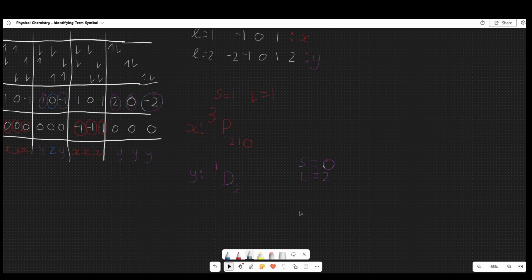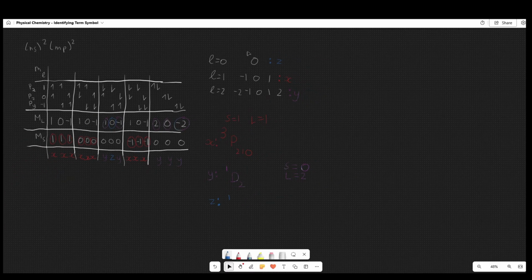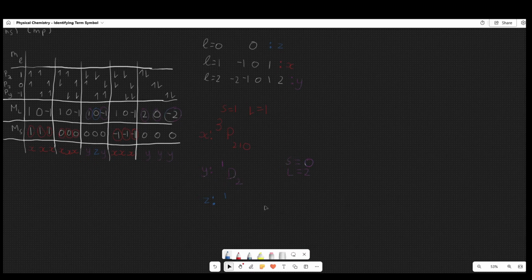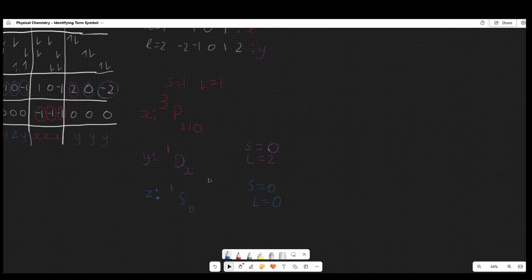And then lastly, we have Z, which is blue. For this one, we also have only 1 pairing. And remember that Z was this one, where L equals 0. So S equals 0, L equals 0. That leaves us with S equals 0, L equals 0, so this is 1S0. That's what Z is.